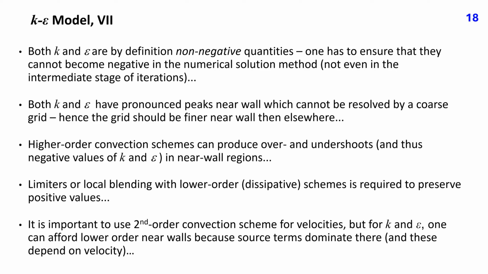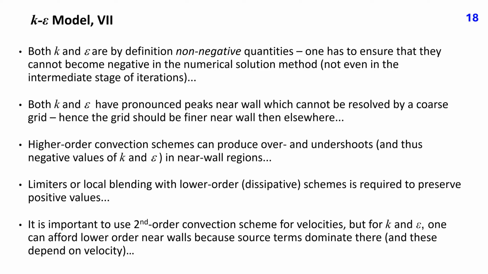Both K and epsilon are by definition non-negative quantities. Therefore, one must ensure that they cannot become negative in the numerical solution method, not even in the intermediate stage of iterations. Both K and epsilon have pronounced peaks near the wall, which cannot be resolved by a coarse grid. Therefore, the grid should be finer near the wall than elsewhere.